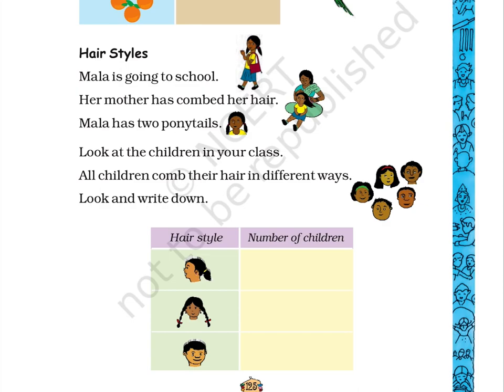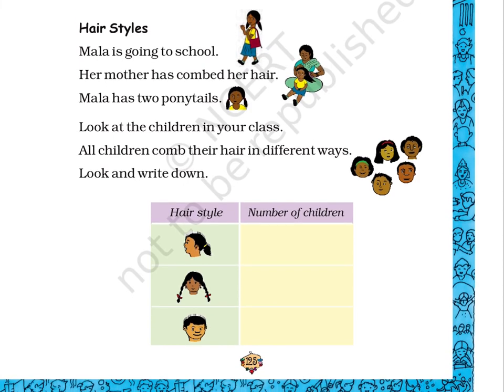Look at the children in your class. All children comb their hair in different ways. The picture on the right side shows faces of 5 children, 2 girls and 3 boys, each having different hairstyle. Question. Look and write down. There is a table with 2 columns and 3 rows for this question. In column 1, picture of children with different hairstyles is given, and in column 2, empty spaces are provided for writing answers.